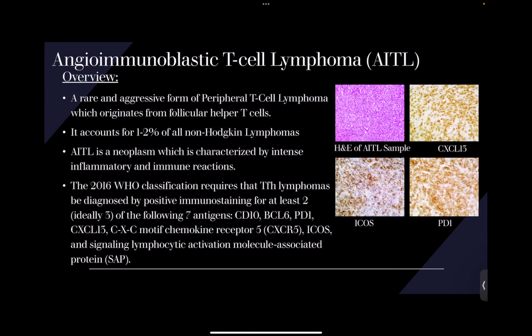It is a neoplasm which is characterized by intense inflammatory and immune reactions, as seen on the H&E staining in my image. The 2016 WHO classification requires positive immunostaining for 2 or 3, ideally 3, of the 7 antigens: CD10, BCL6, PD1, CXCL13, CXCR5, ICOS, and ZAP. We can see in the images the immunohistochemistry of 3 of the markers that are positive for AITL.